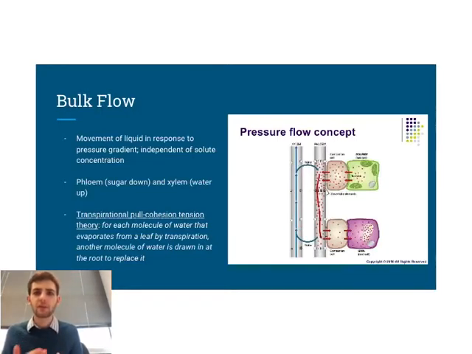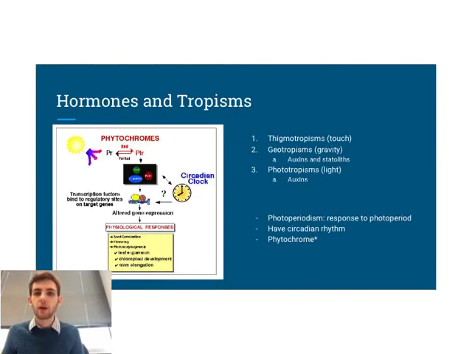And then going back to a concept we introduced at the beginning of the year, something called the transpiration-cohesion-tension theory. It's a mouthful, but break it down. Transpiration is the loss of water from a leaf, and cohesion is the ability of water molecules to stick together. So what this theory says is that for each molecule of water that evaporates from a leaf by transpiration, another molecule of water is drawn in at the root to replace it. And so this theory is how plants continue to bring water up into a plant, or how xylem works.